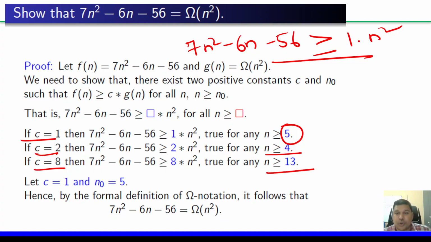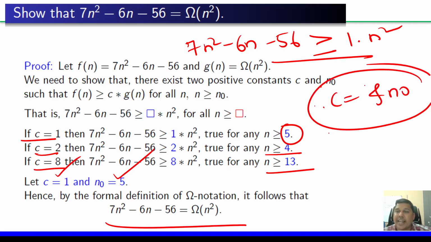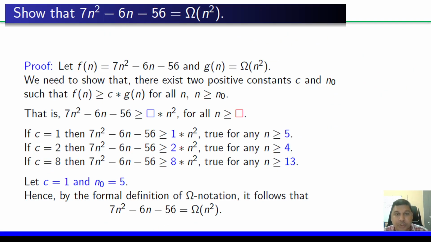If you keep verifying 1, 2, 3, 4, you understand that. So let's take c as 1 and n naught as 5. Then it is satisfying the condition. So for these c and n naught values, this condition is holding. Sometimes you'll be asked to show that it is order of n square. So you just do a simple trial and error method kind of thing.